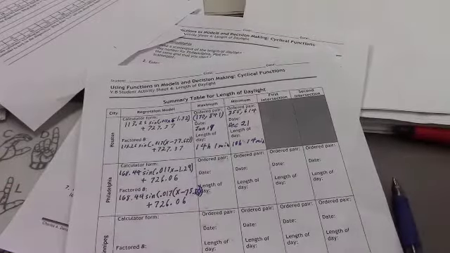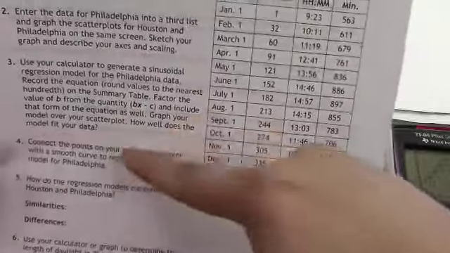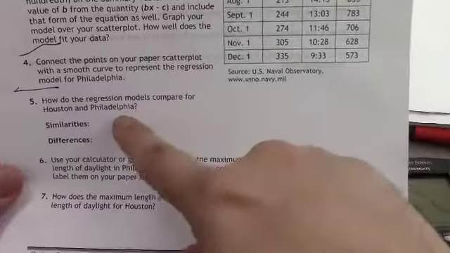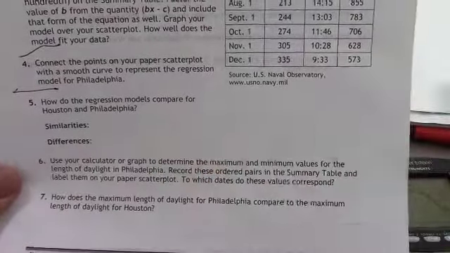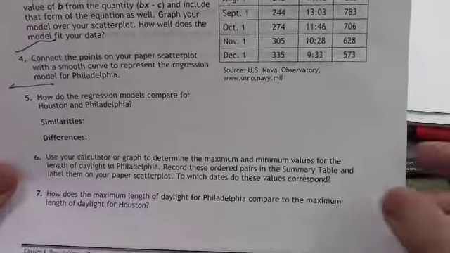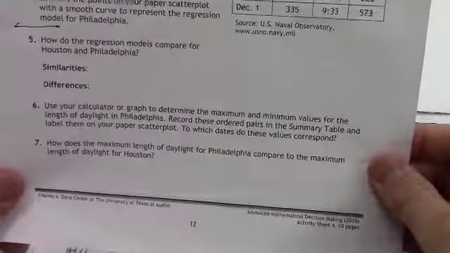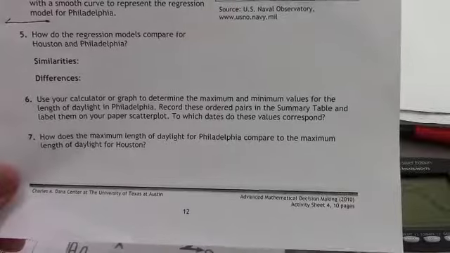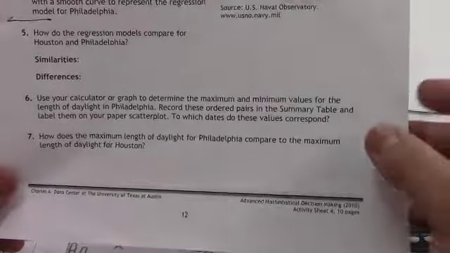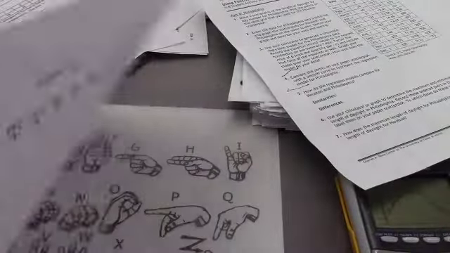Alright, so if we take a look at the instructions on what they were asking here. We're done up to here. Connect the points; you guys will do that on your own sheet. How do the regression models compare to Houston, Philadelphia? Just write what you see, similarities and differences. Use your calculator to determine the maximum and minimum values. So let's do that for Philadelphia, maximum minimums. We're going to leave that over there for now.